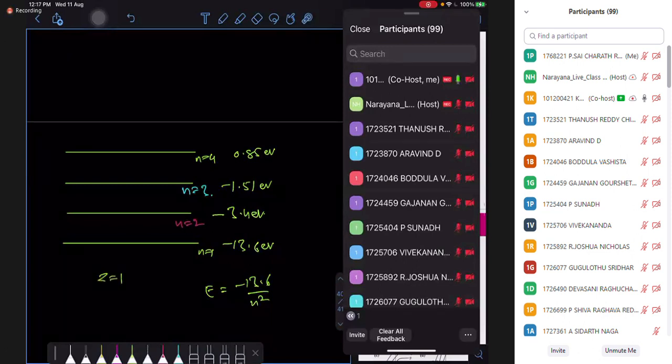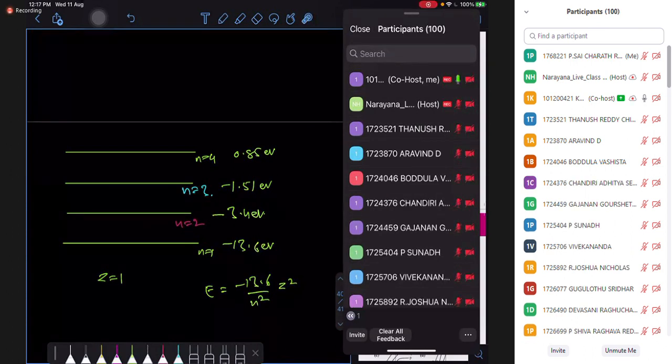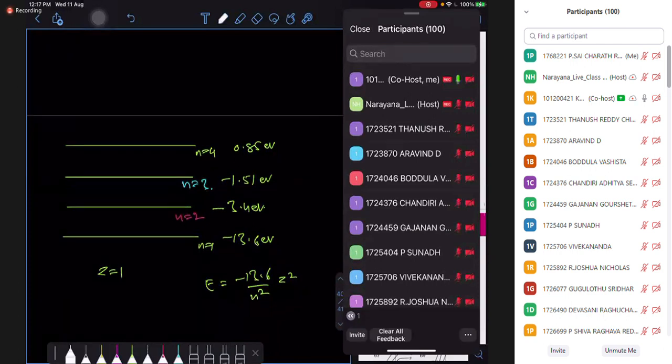For Z equal to 2, they get squared. All these levels are going to get multiplied by the square. For Z equal to 3, it is going to become 9 times. In between these energy levels, a few energy gaps are also good to remember. Between n equal to 1 and 2, how much is that gap? This gap is 10.2. So the energy gap between the first and second is 10.2.